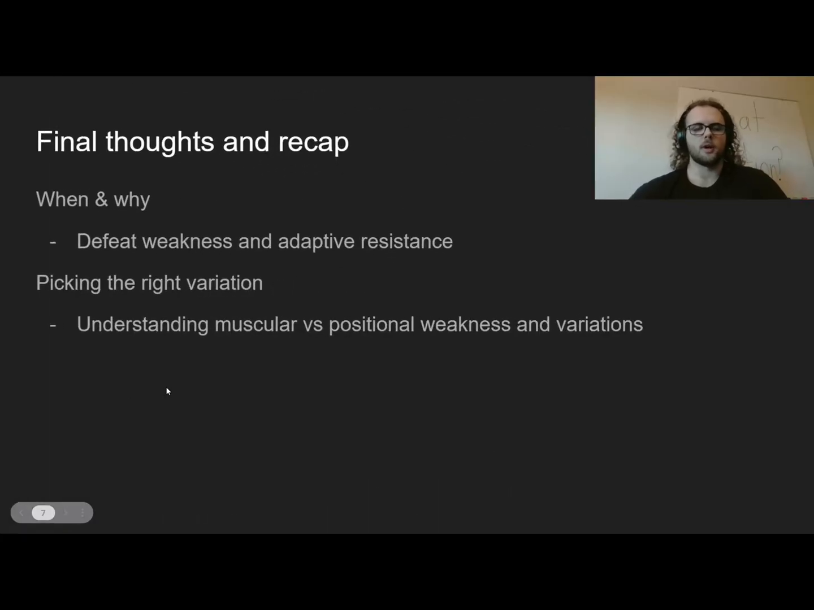So we're going to wrap it up here. It's my last slide. When and why do we program variations? That is to defeat weaknesses and adaptive resistance. We already talked about where to place them in your program depending on off season versus in season. And then picking the right variation for you is going to depend on you understanding muscular versus positional weaknesses and variations.